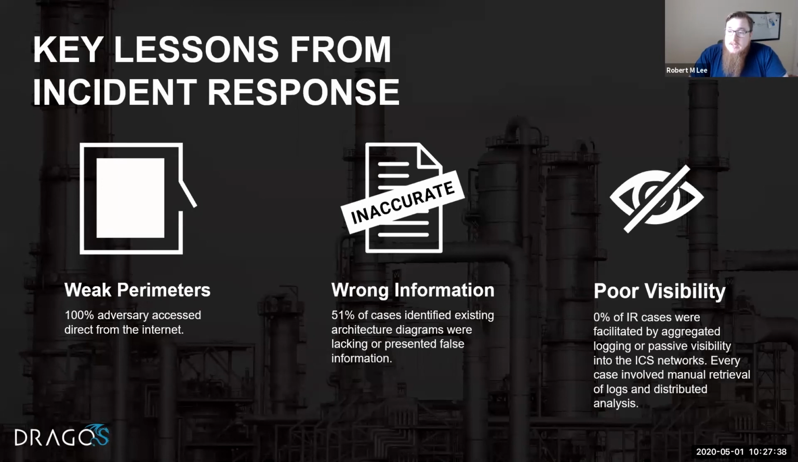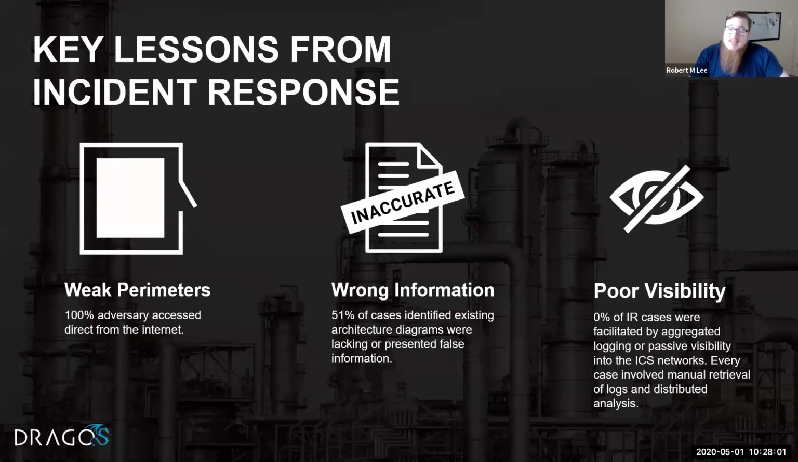As we did incident response cases across 2019, a couple of key lessons popped out over and over again that we can share. The first is that in every single incident we did, the adversary ended up accessing the industrial control system directly from the internet. That doesn't mean they got in directly from the internet, but on their way out, or in setting up command and control, at some point they had direct internet communications down to the ICS.